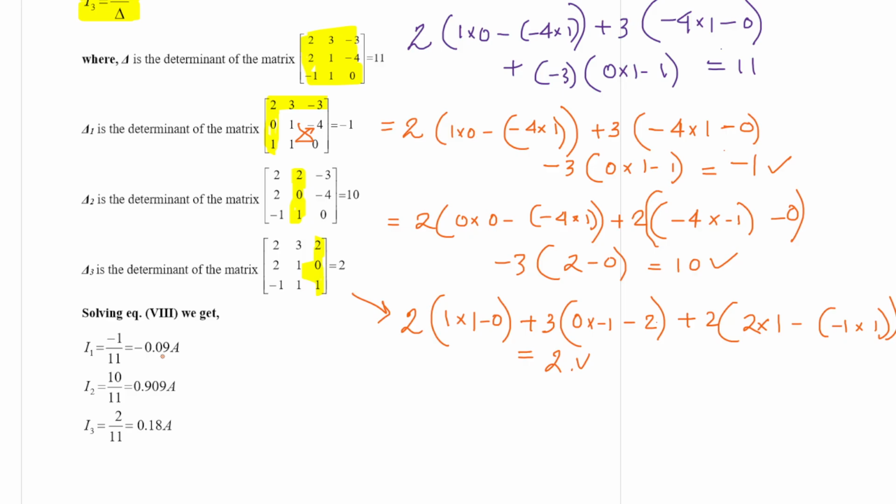So I1 will be equal to delta 1 by delta, which is minus 1 by 11 ampere, which is this current. I2 is delta 2 by delta, which is 10 by 11 ampere, and I3 is equal to 2 by 11 ampere. So with this, we have solved this problem using, sorry, not KCL, KVL method.